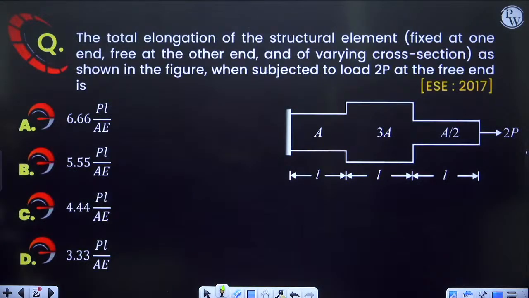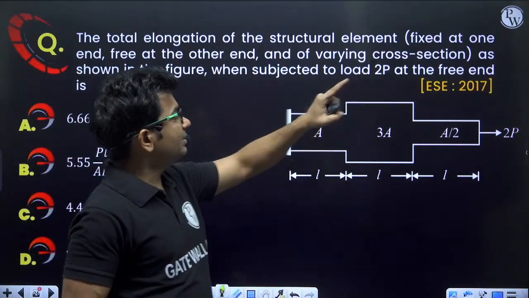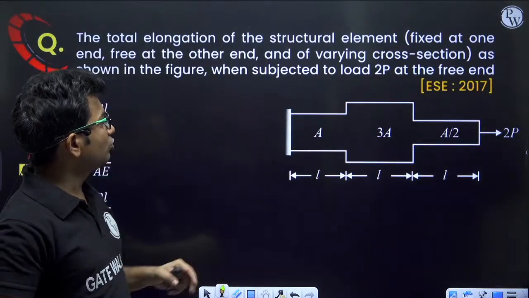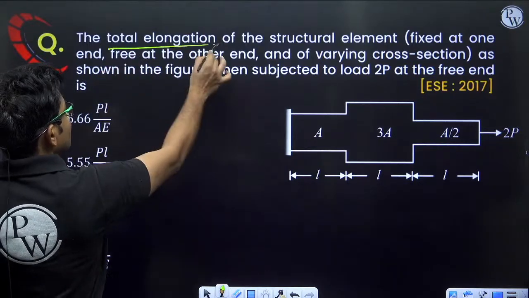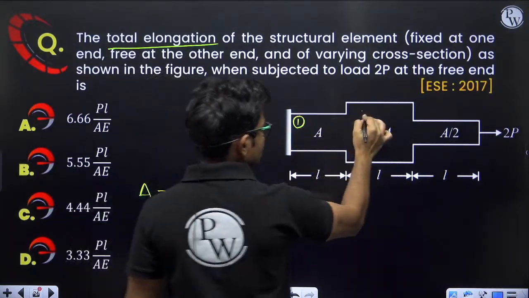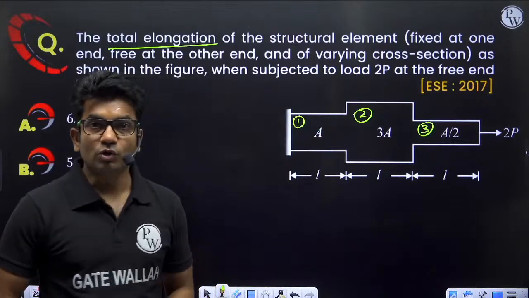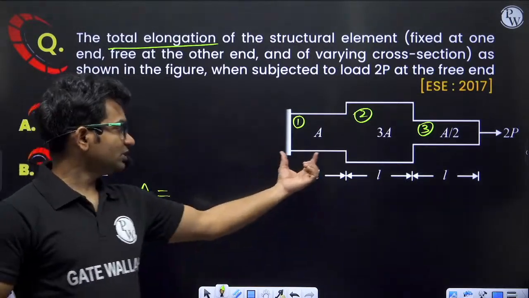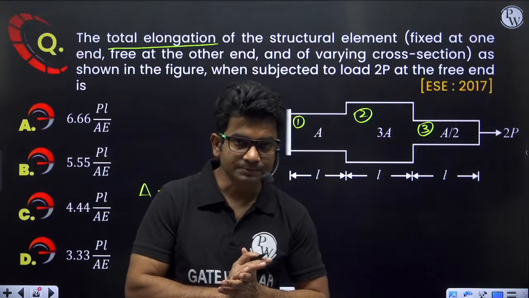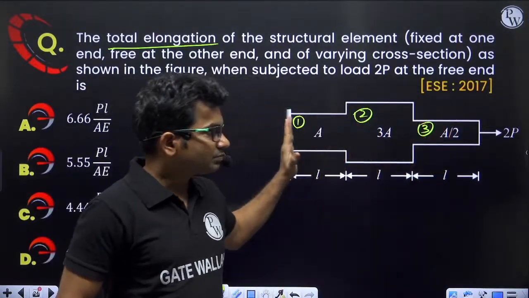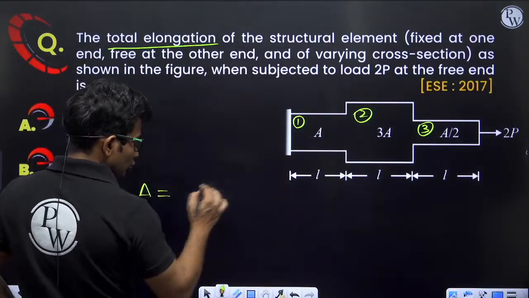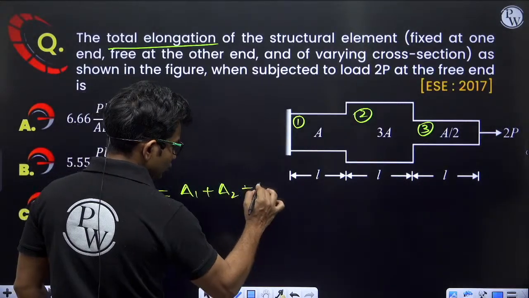Next question. The total elongation of the structural element fixed at one end, free at the other end, and of varying cross section as shown in the figure, when subjected to load 2p. So we have to calculate the total elongation. How can we get it? Let us consider this part as 1, this as second part, this as third part. In order to get total elongation, we have to calculate the elongation of this part first, then of this part, then of this part, and then add all the elongations. At all the parts, the force acting is 2p. So total elongation is delta 1 plus delta 2 plus delta 3.